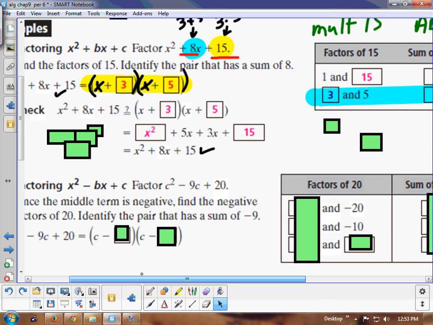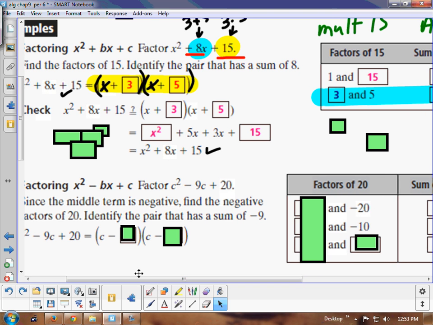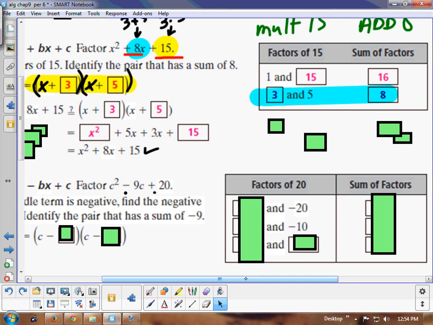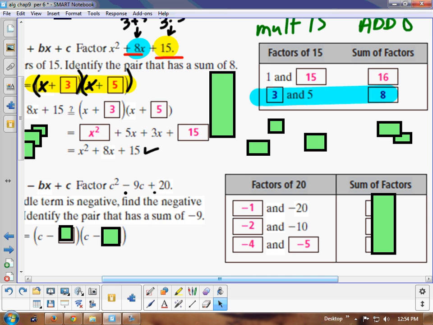So when you have a minus and a plus, it's a little different situation. So we're going to do the same thing. We need things that multiply to equal 20 and at the same time add up to -9. Well, they list the factors here. They list -1 and -20, 2 and -10, 4 and -5. And which one of these add up to -9?